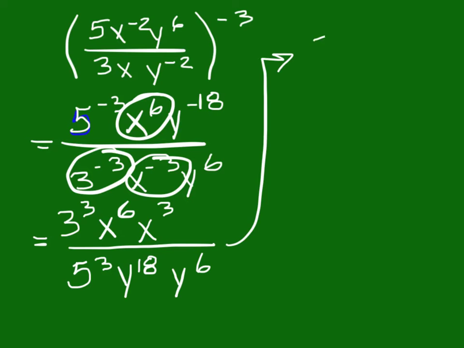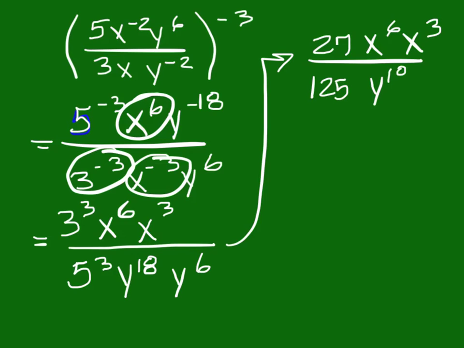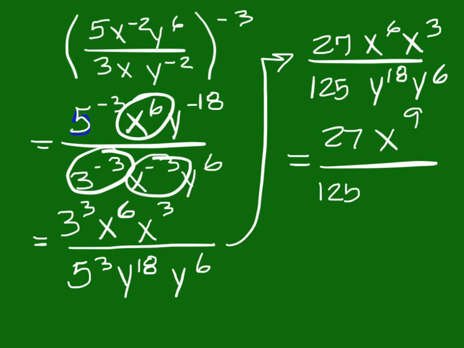Now 3 to the 3rd power is 27, and 5 to the 3rd power is 125. So you have x to the 6th, x to the 3rd, and then y to the 18th, y to the 6th left over to simplify. On the top it should be 27x to the 9th. On the bottom, 125, y to the 24th.